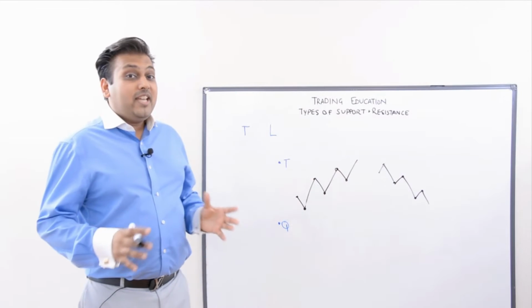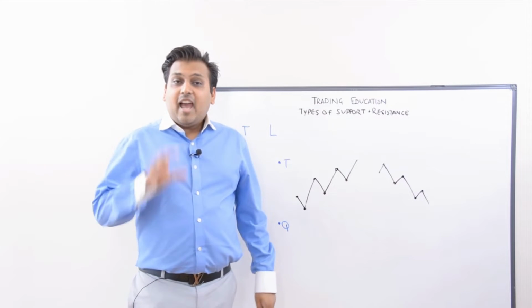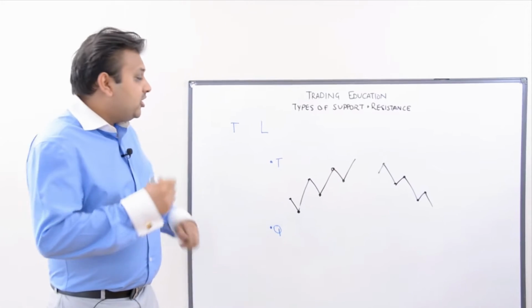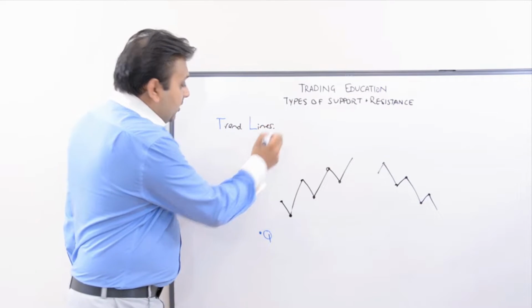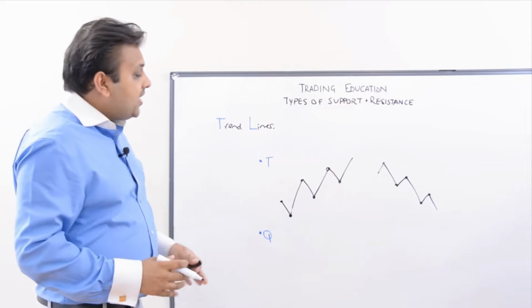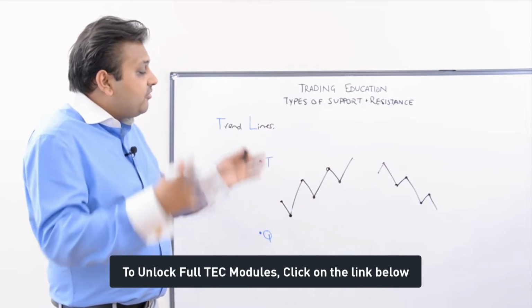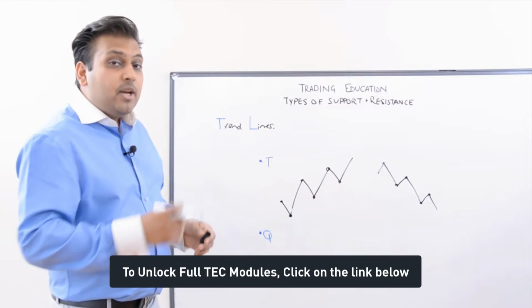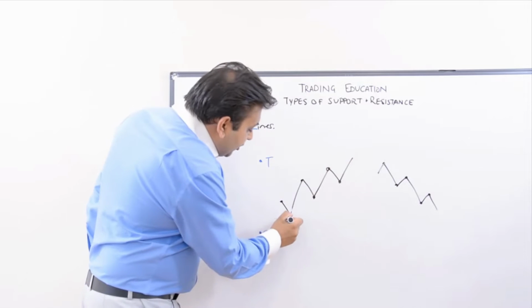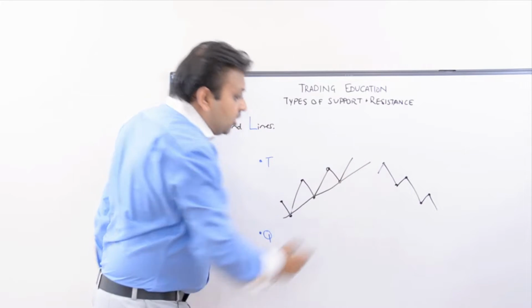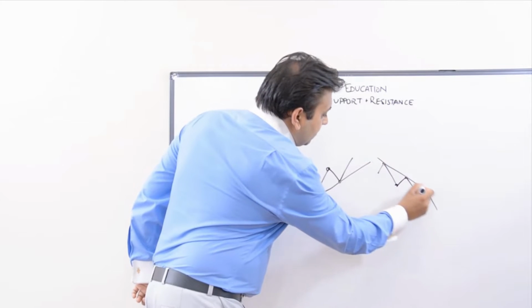So welcome to the next topic in the types of support and resistance, and this topic is all about trend lines. So what are trend lines? Trend lines in essence help us to justify the type of trend that we're in by connecting, in an uptrend, at least 3 lows, or in a downtrend, at least 3 highs.